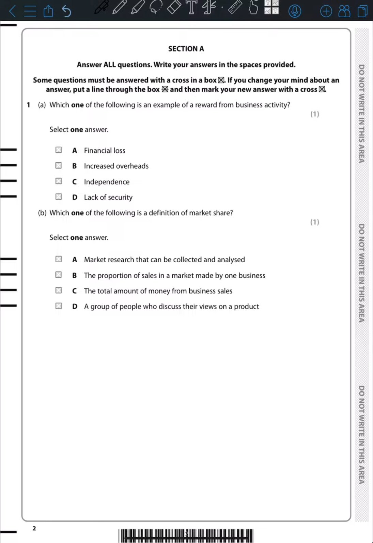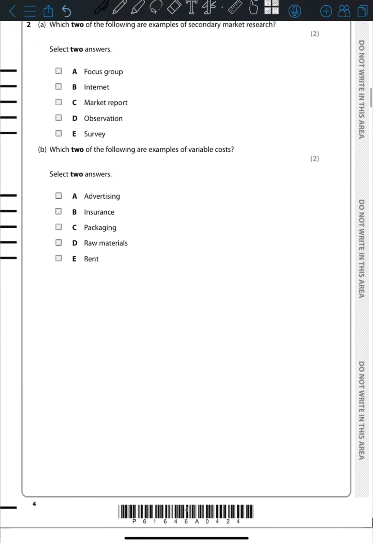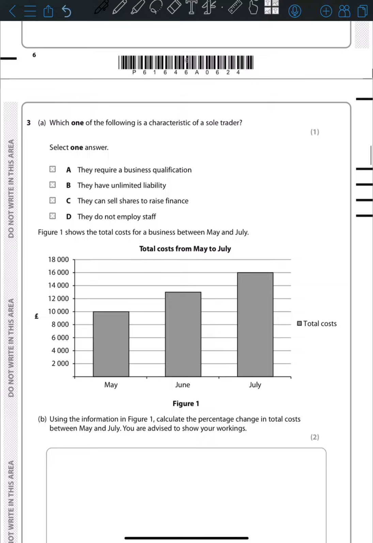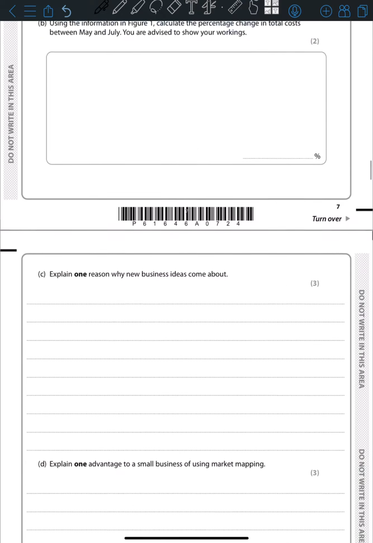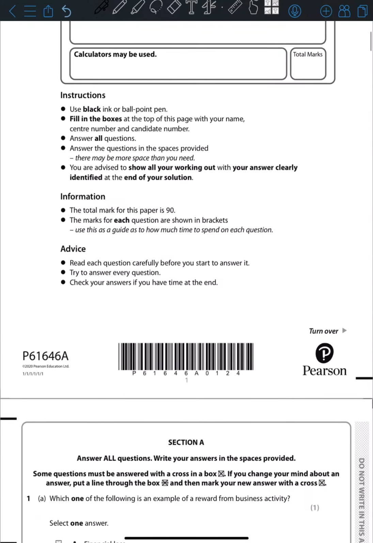So the first question gives us 2 MCQs and a few short questions. The second question gives us 2 MCQs and a few short questions, just like the previous one, and the third question also does the same. So the structure of the 3 questions are pretty much the same, so we're gonna go through it one by one.